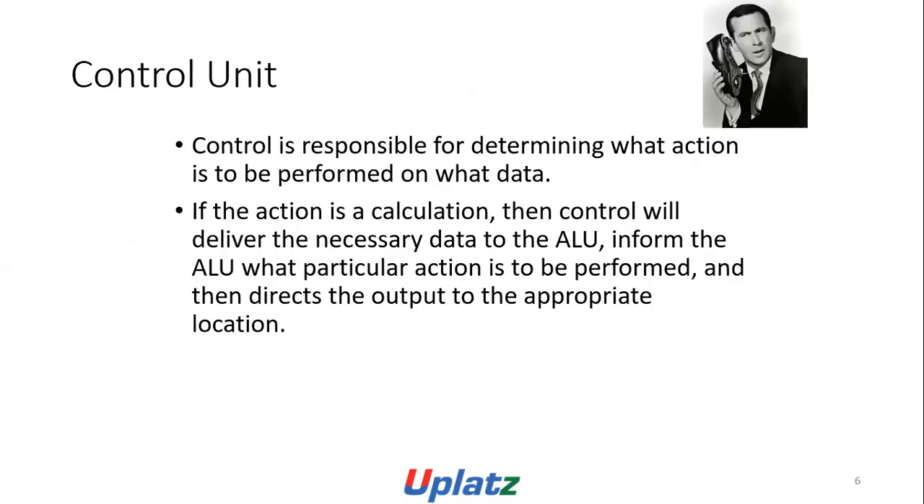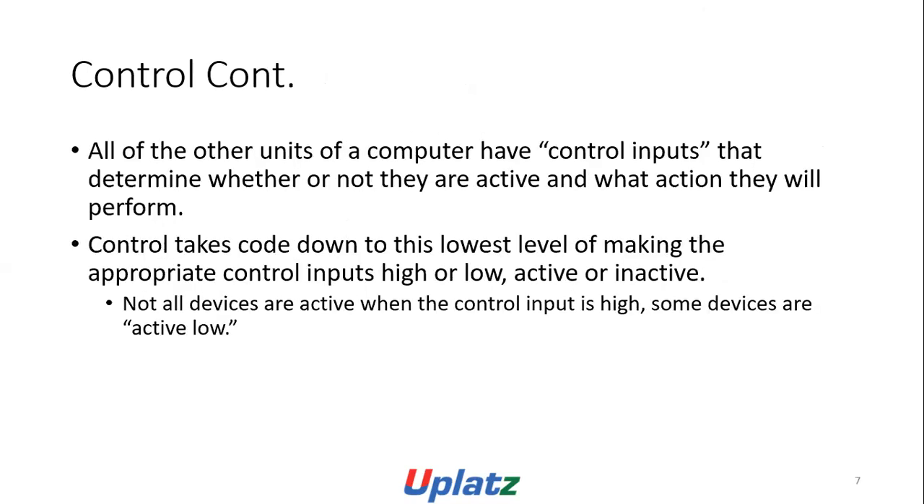Control unit. The control unit is responsible for determining what action is to be performed on what data. If the action is a calculation, then the control will deliver the necessary data to the ALU, inform the ALU what particular action to be performed, and then direct the output to the appropriate location. All of the other units of a computer have control inputs that determine whether or not they are active and what actions they will perform.